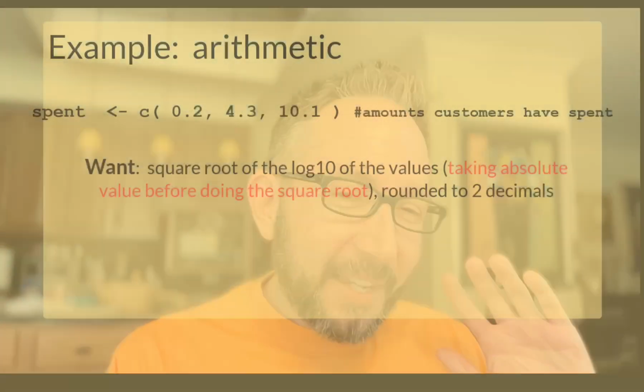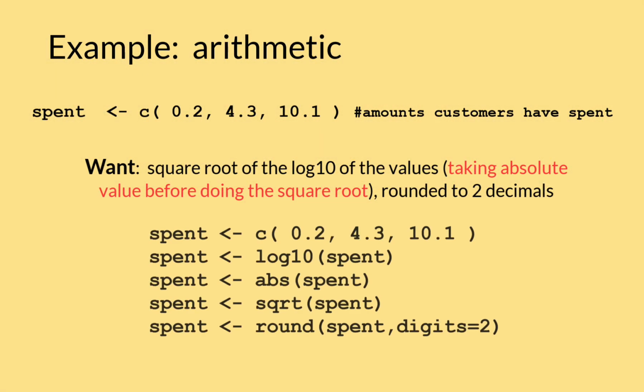All right. So if we were to write out this sequence of operations step by step, we'd say spent, left arrow, will define that vector of those 3 values. Then we might redefine spent to be the log 10s of the values in the spent vector. And then because we know that those could be negative, we're going to take the absolute values of those. So we'll redefine spent as taking the absolute value of the elements of spent. And then what we'll do is we'll redefine spent by throwing it through the square root function. And then finally, overwrite our definition of spent by rounding the current values to 2 digits.